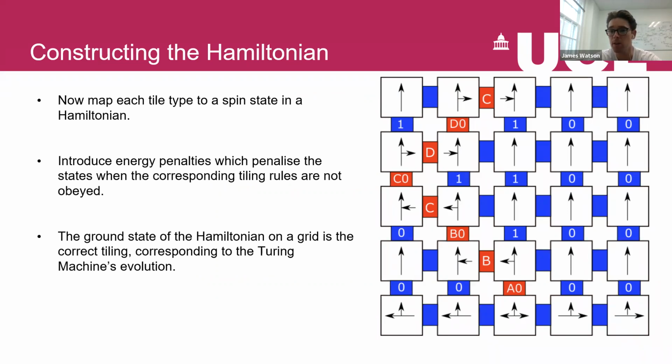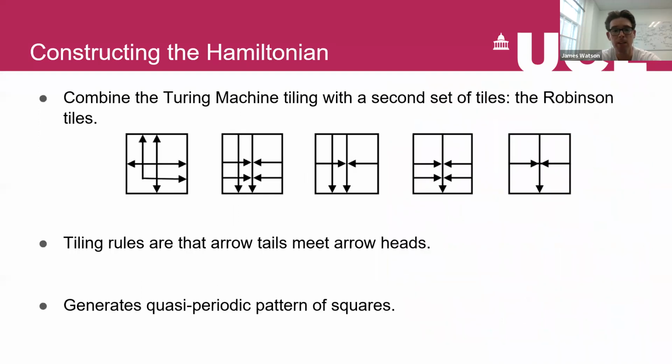But having this by itself is not going to be enough to encode a countable infinity of instances in the ground state energy density. So we're going to introduce another set of tiles called the Robinson tiles. These are a set of 5 tiles with these markings. Don't worry about the markings. They're not particularly important for our purposes.